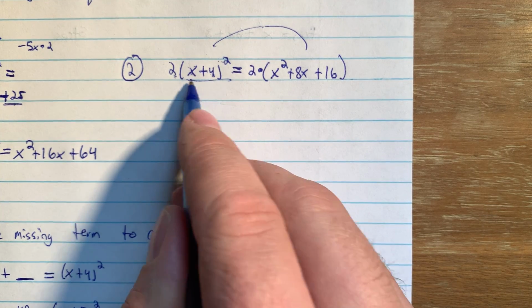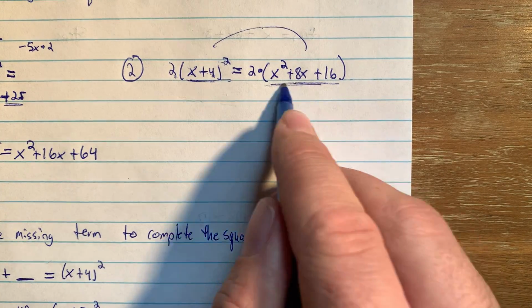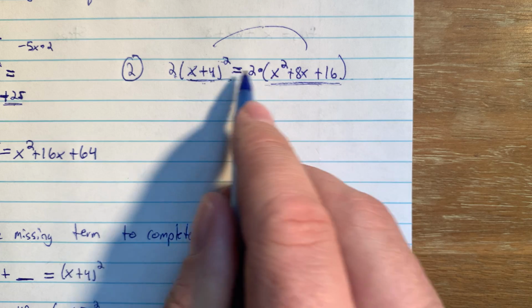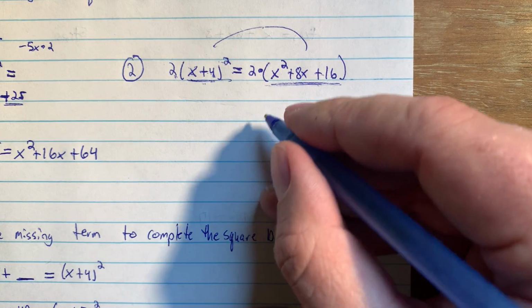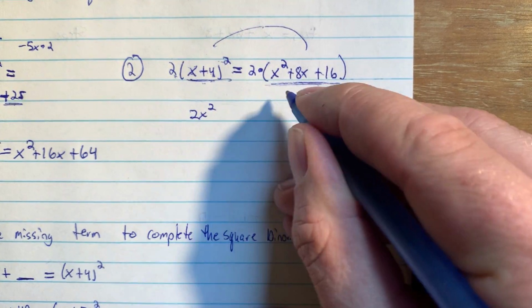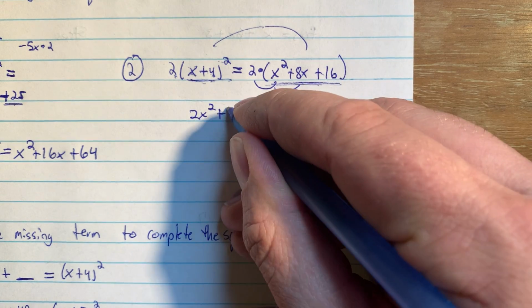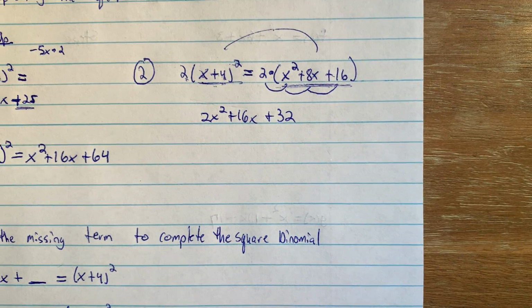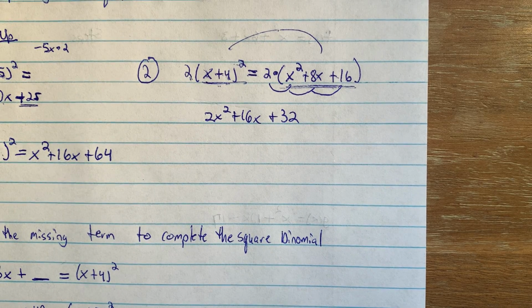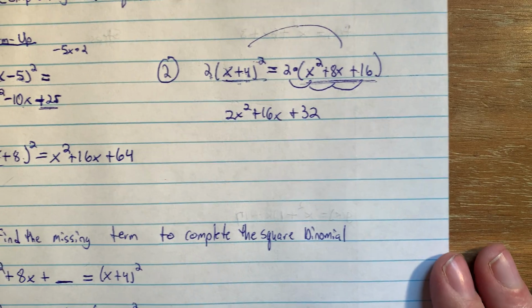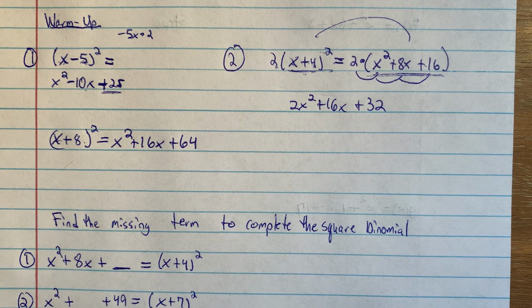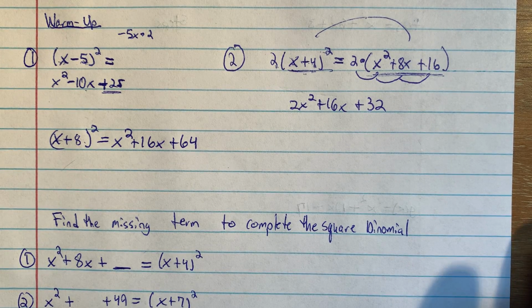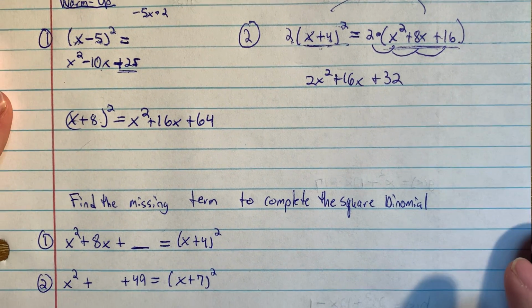Last, because the 2 was multiplying times this, and this is now what this one is equal to, we now need to multiply the 2 times all of these. So we get 2x squared, and then plus 16x, and then plus 32. So that's a skill we should already have, is how to square a binomial. And today we're going to do a bit of a puzzle where you have to fill in the missing pieces. I think you're going to have fun with this. I hope you do at least.